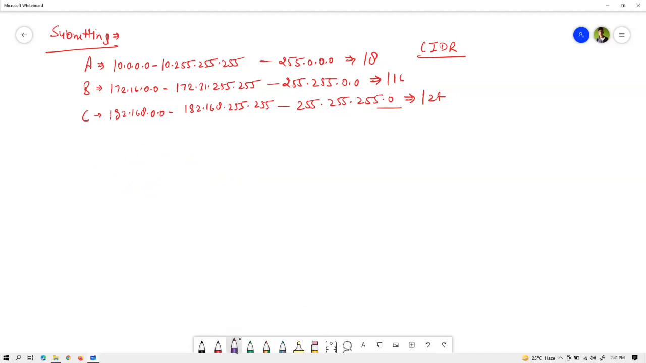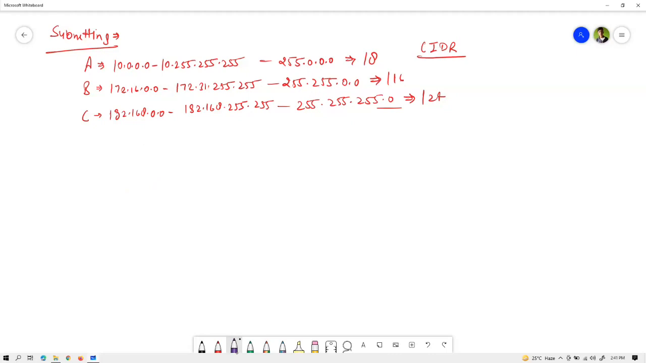Otherwise, for the default class, if a class A network address is written and you are using the class A subnet mask also, then the address is called a classful address, right? And when you are using different subnet mask bits, then it is called a classless address.